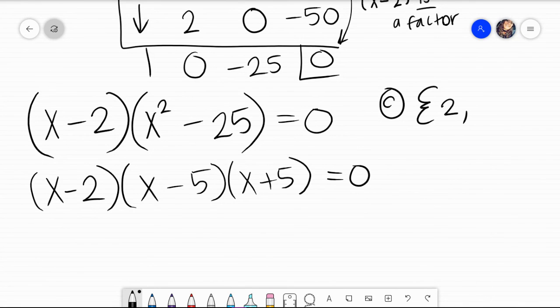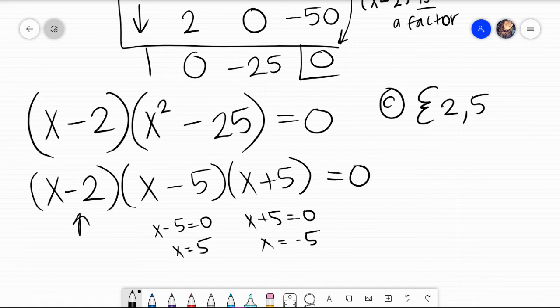So if I actually set all of these equal to 0, this one would give me 2. This would be x equals 5, so that's a 0. And then this one would be x equals negative 5, so that's a 0.